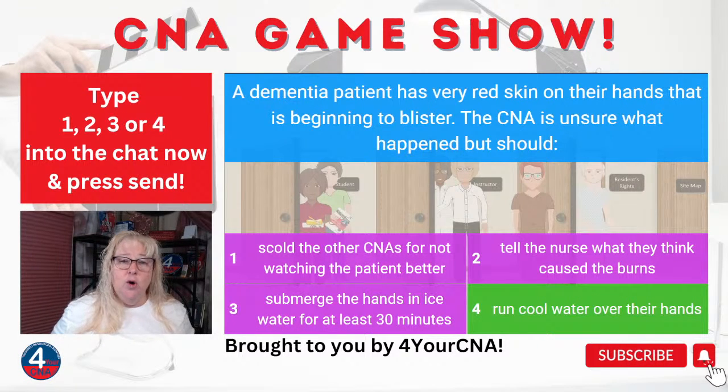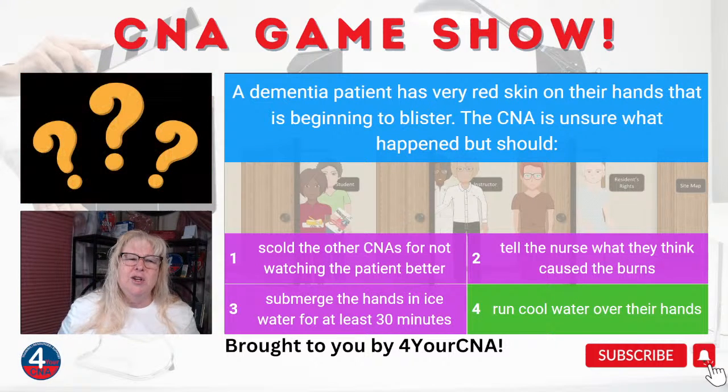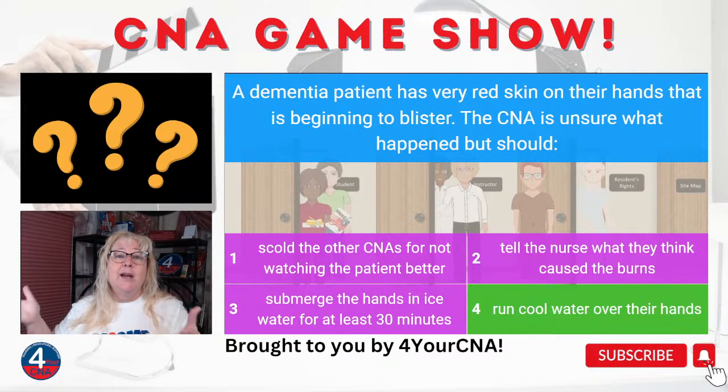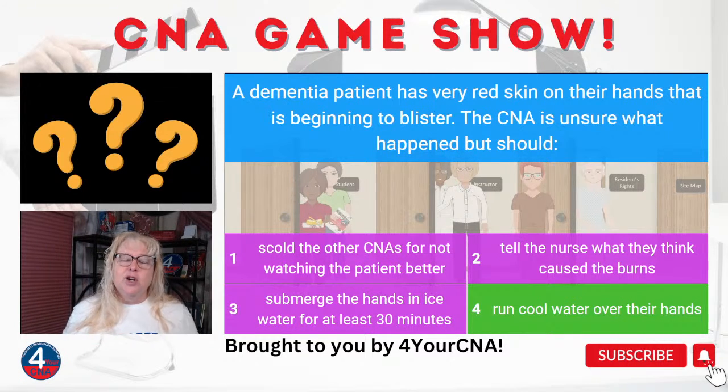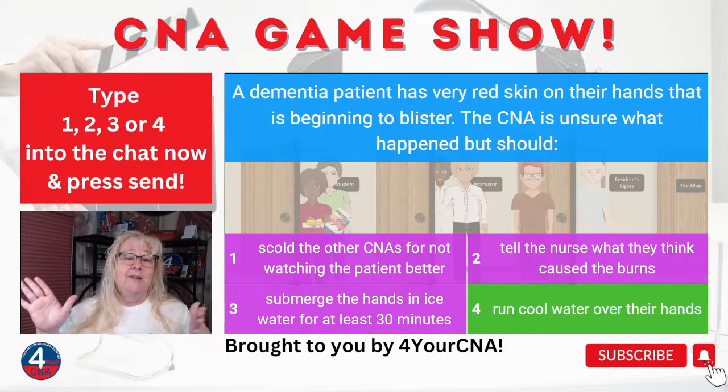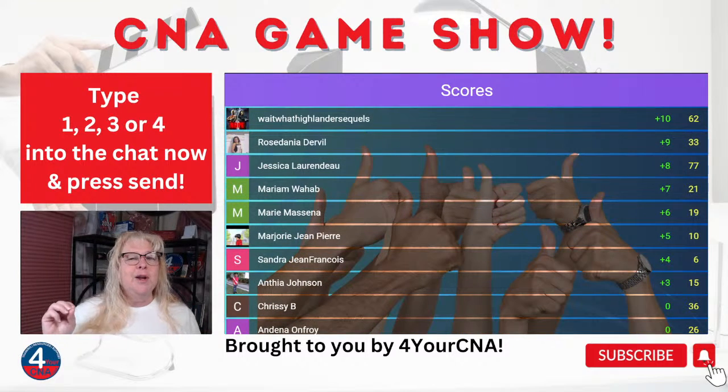You do not want to scold the other CNAs. That's not your job. And we don't want to tell the nurse what we think caused the burns because that doesn't do anything to take care of the patient's burns. Certainly we'll notify the nurse that a burn happened, but it's not really our job to speculate what caused it. Most importantly, this doesn't do anything for the patient. Remember that questions are going to focus on the patient.